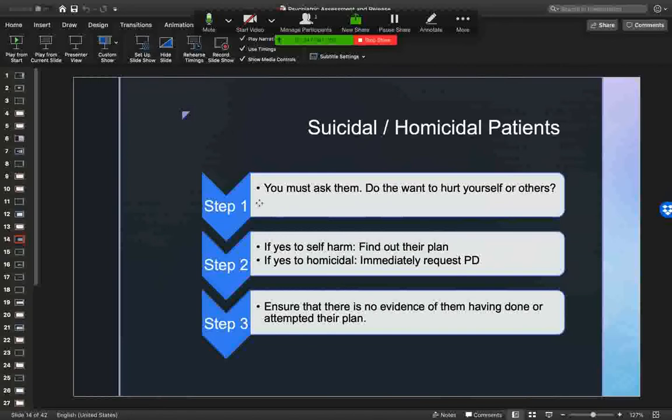So the first step is that we have to ask them. And it doesn't have to be all horrible about it. You don't have to go, hey, you want to shoot yourself tonight? We don't have to be like that. You can simply ask, hey, do you want to hurt yourself or others tonight? No? Awesome, move on.